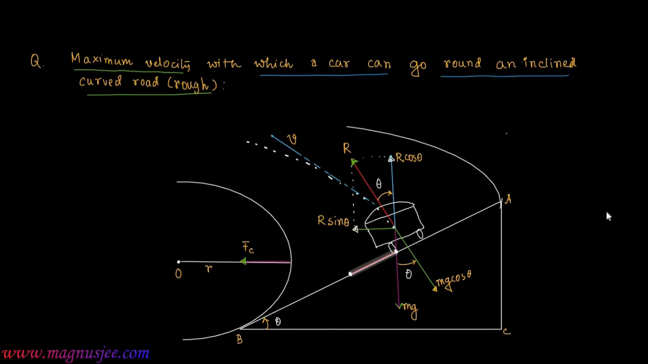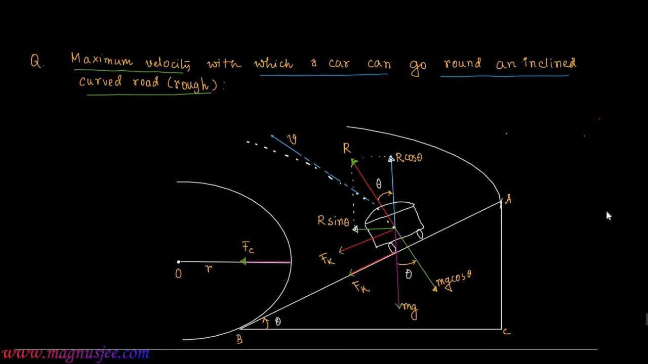The car is taking a turn around this curved road. Now the car has a tendency to slide up the inclined plane, and kinetic friction Fk acting between the wheel and the inclined road will be acting down the inclined plane. Fk is the kinetic friction, and though it is acting on the rough inclined road, we can assume that kinetic friction is also acting from the center of gravity and down the inclined plane.